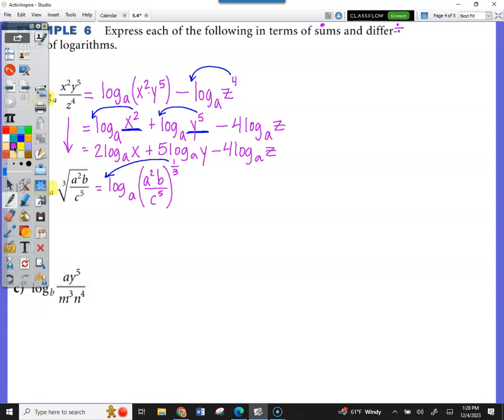I pulled it to the front because I didn't want to deal with 1/3 in the powers up here. I wanted to wait and deal with it at the end. All right, this gets lengthy, so instead of coming underneath, I'm actually going to do another equal sign from over here. So this would be 1/3 times log base A of a squared b all over c to the 5th.